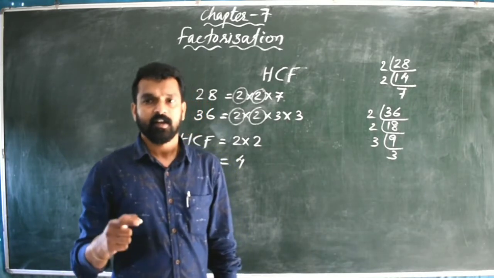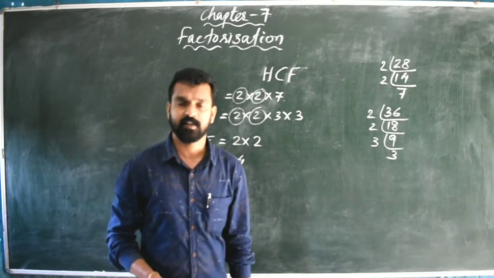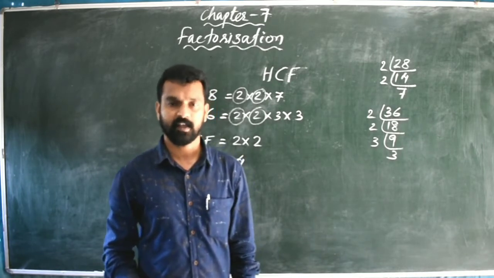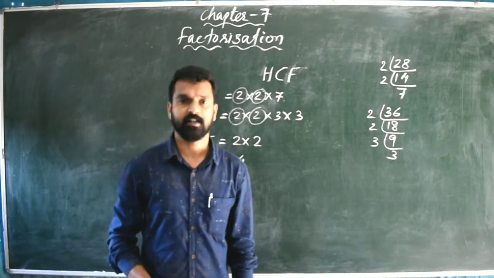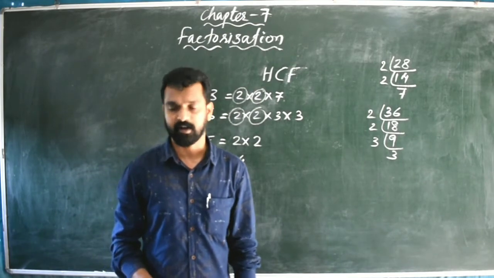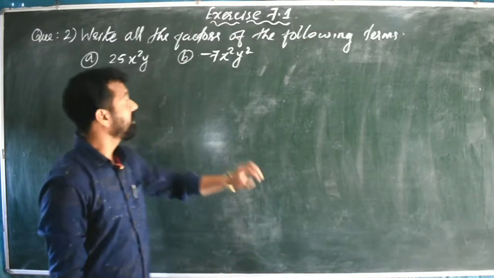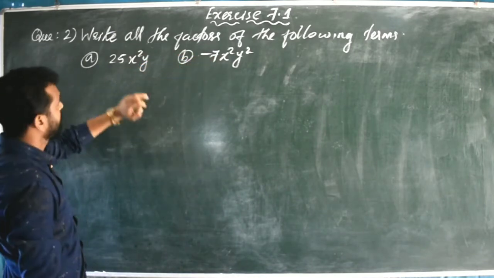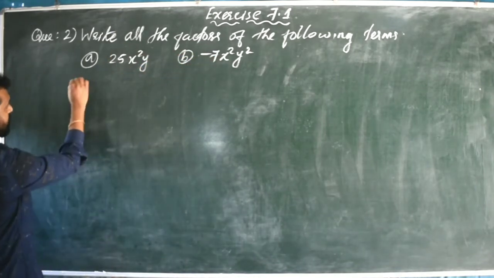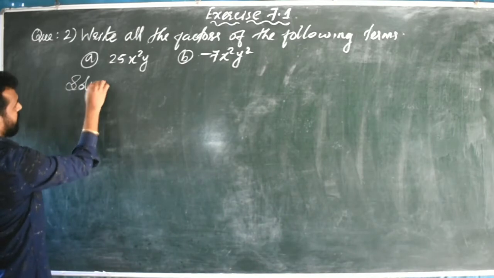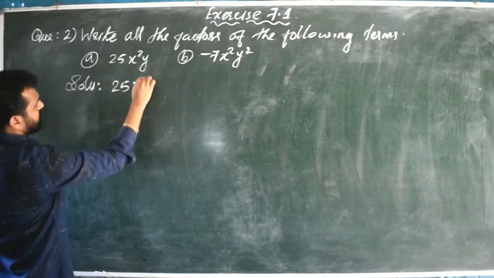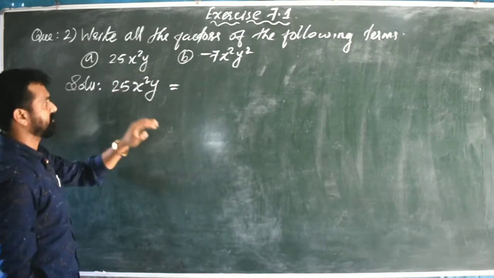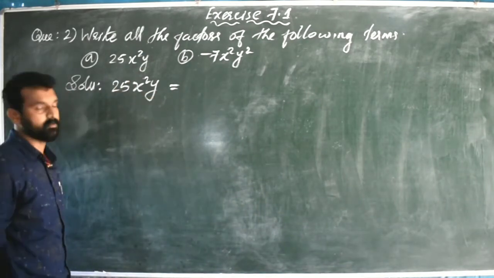So now we are going to start the exercise. When I am explaining the exercise, I will explain this again once more. Now let's start. Exercise 7.1, question number 2. Write all the factors of the following terms. Question A: 25x square y. We have to write all the factors of 25x square y.